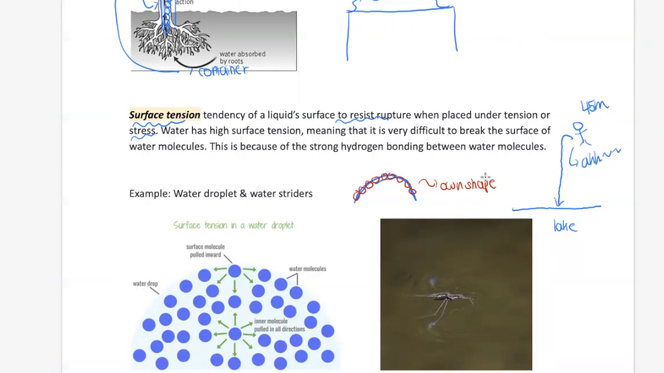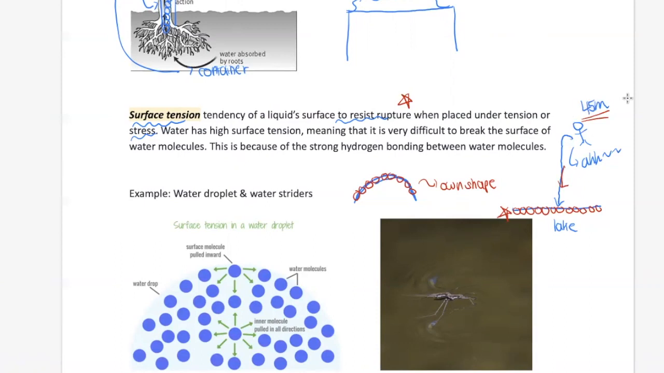Because water has this high surface tension, where the surface itself is so tense, it has its own shape, and it is resisting rupture when placed under tension or stress. So because water is making a strong surface, it will hurt very much when you dive from, let's say, 45 meters, because it tends to resist rupture, but you're trying to give it a stress, right? So a bunch of force will be acting on you.